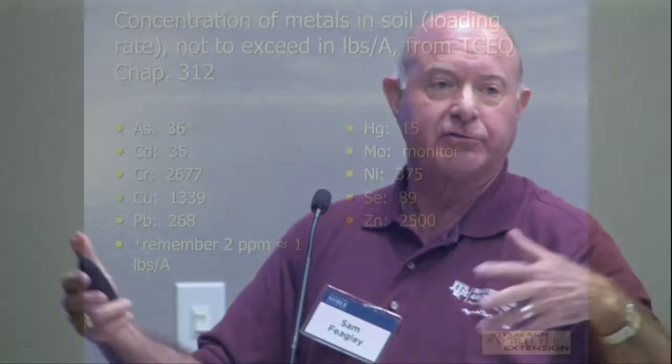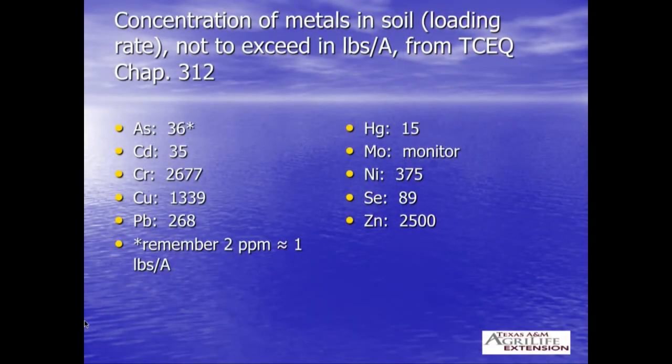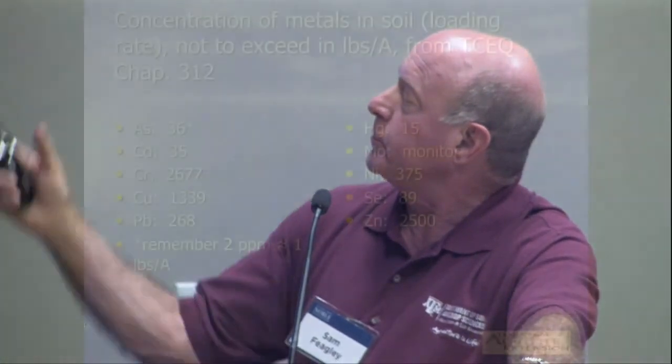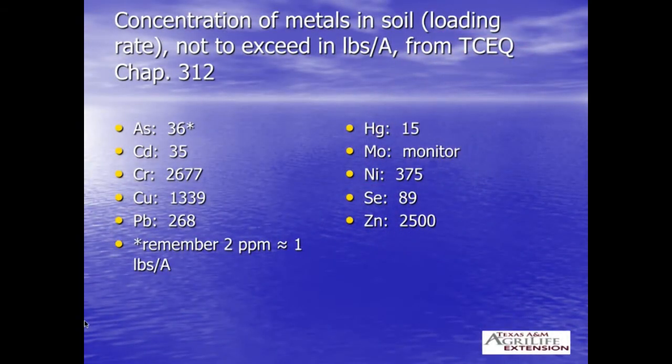Once you get it land applied, then you've mixed it with the soil. And so then you've got another set of criteria to take a look at from a soil standpoint, and that's what these happen to be. So these are in pounds per acre. If you get analysis in parts per million or milligram per kilogram, then you take those values and divide by 2. And then you've got an estimate of the milligram per kilogram or part per million.